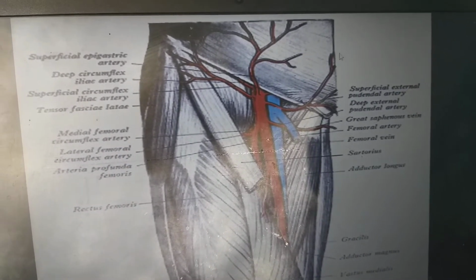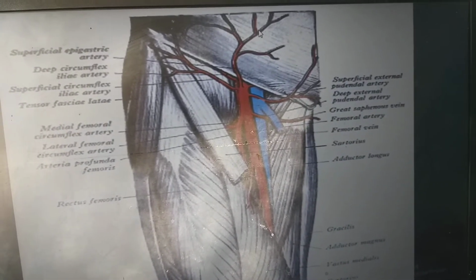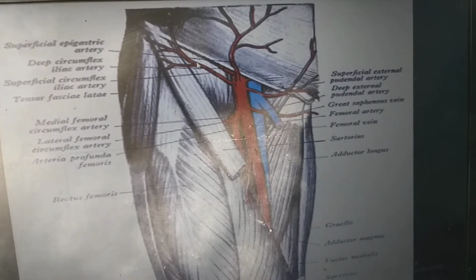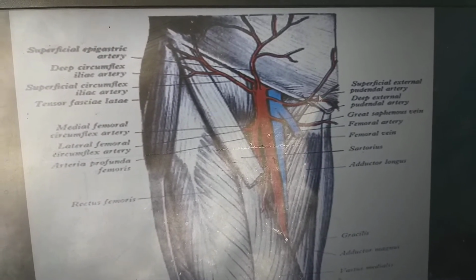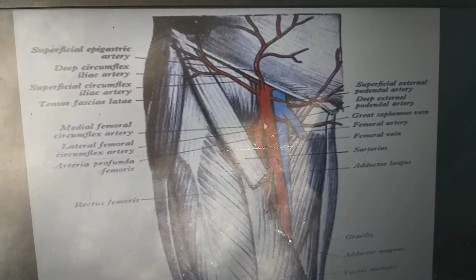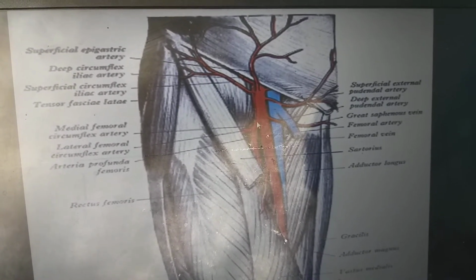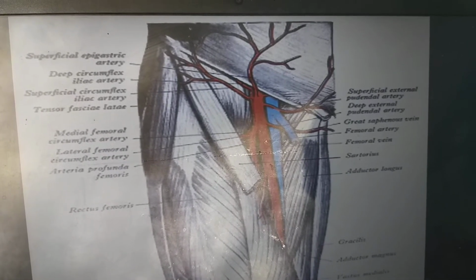Good. So which ones are the branches? Here is the superficial epigastric. Here is the superficial circumflex iliac. Here is the superficial external pudendal and the deep external pudendal. Here is what we call profunda femoris, or the deep artery of the femoral region, profunda femoris.